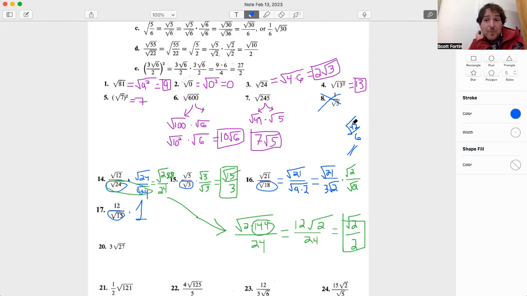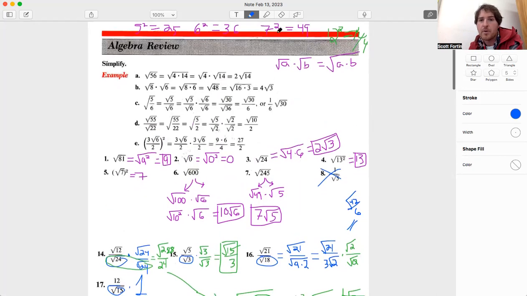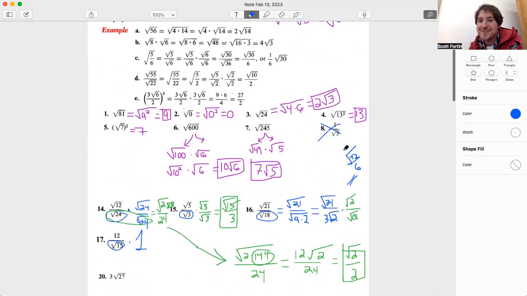Why? Well, is root 42 fully simplified? Oh wait, no, it's not. I think it might be. Hold on. 4 does not go into 42. 9 does not go into 42. I'm trying to go through the perfect squares. 16 does not go into 42. 25 does not go in. 49 obviously is higher than 42. So none of the perfect squares go into 42. So this is my answer.